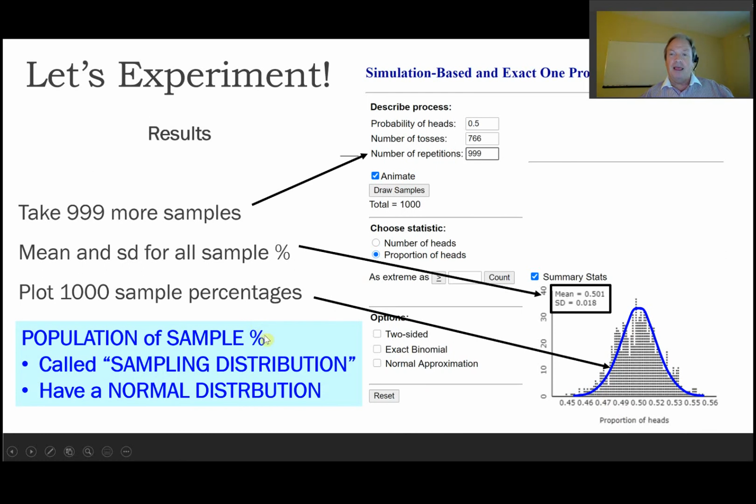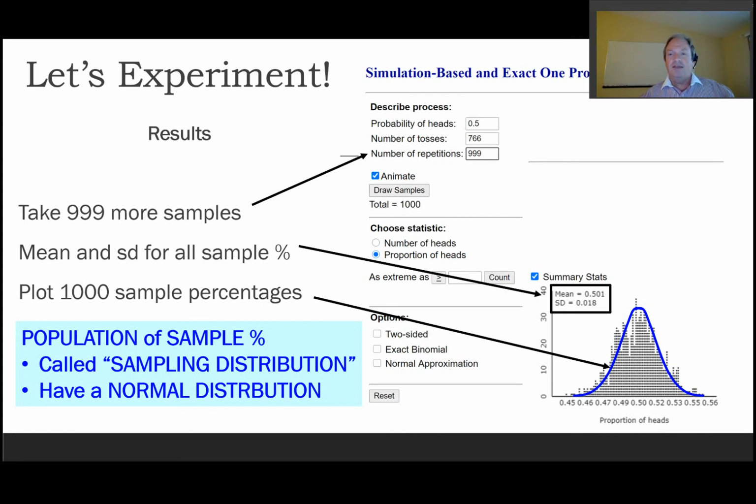And the population of all the sample percentages is called the sampling distribution. This is a really important term. So this blue curve, the population that we think we would get if we took samples over and over a gazillion times and each time computed the sample percentage. This is called the sampling distribution. And it looks like it has a normal distribution, and it does. We're going to find out in a minute, okay?